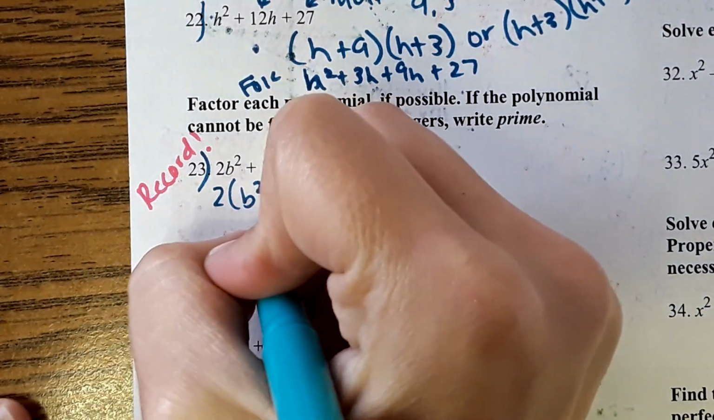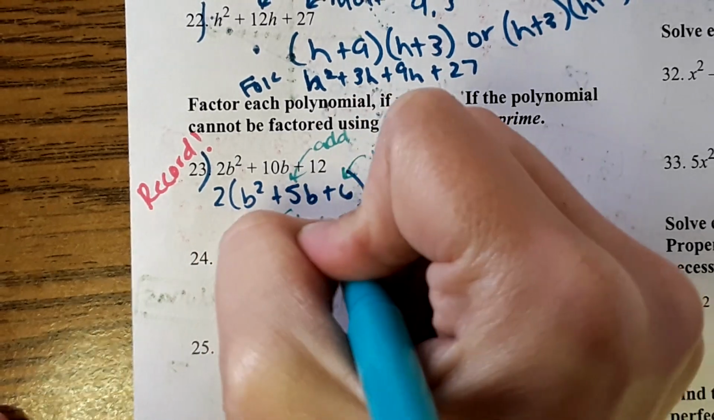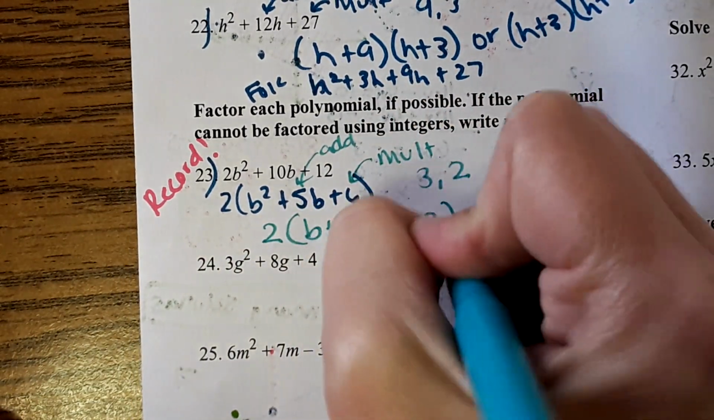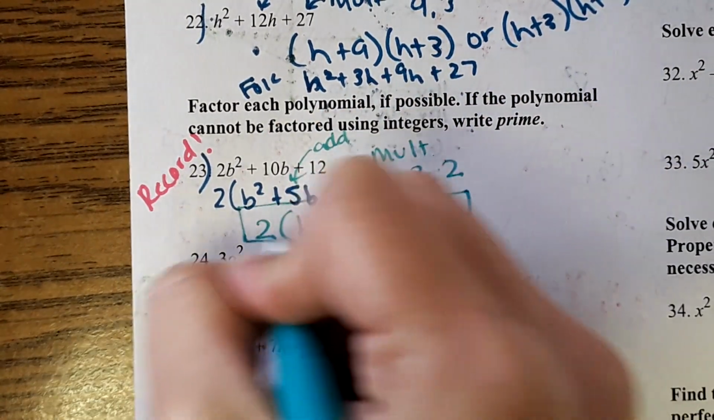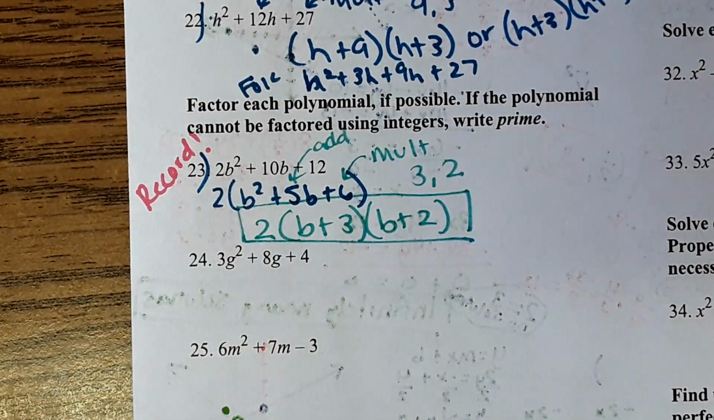So then we can write it like this. 2 times (b plus 3)(b plus 2). And that is the answer we'd be looking for in the answer choices.